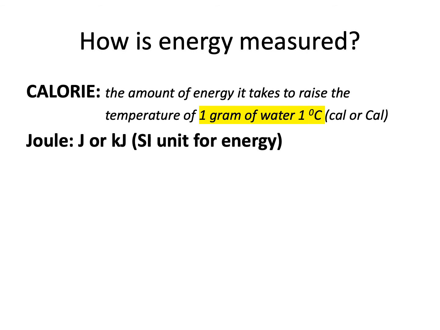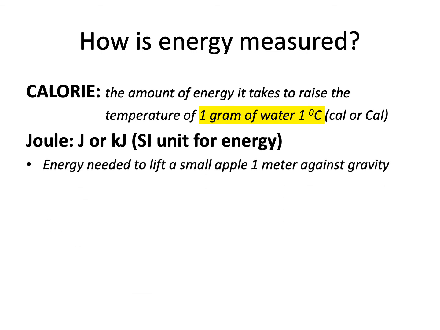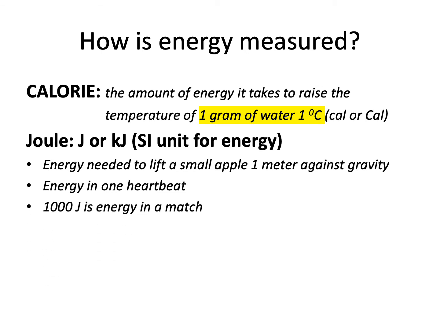So the joule is the SI unit for energy. You'll see it in joules or kilojoules. Some examples are the energy needed to lift a small apple 1 meter against gravity, and the energy in 1 heartbeat. And then there's also about 1,000 joules of energy in a match. So when you were lighting your Bunsen burner throughout the year, there's about 1,000 joules of energy in that match that you used.